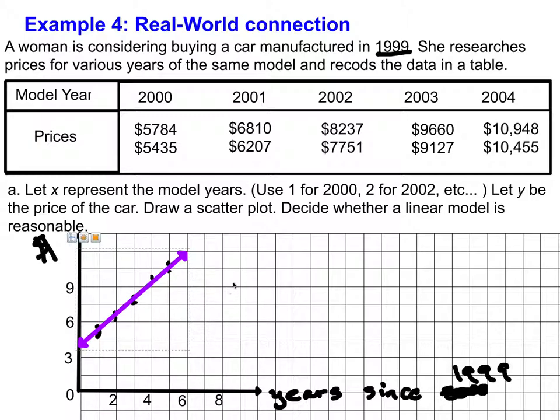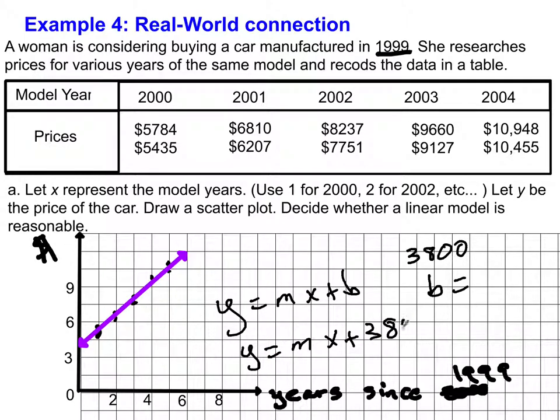Okay, so where is this crossing? To write the equation of a trend line, we need 2 points or 1 point and a slope. I'm going to go with a point and a slope. Here, it looks like this is crossing the axis at about $3,800. So that's going to be our b value. We're going to write it in the form y equals mx plus b. So our y-intercept is about 3,800, and now we have mx plus 3,800.